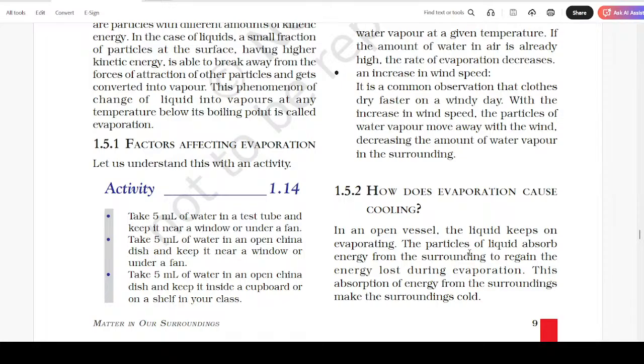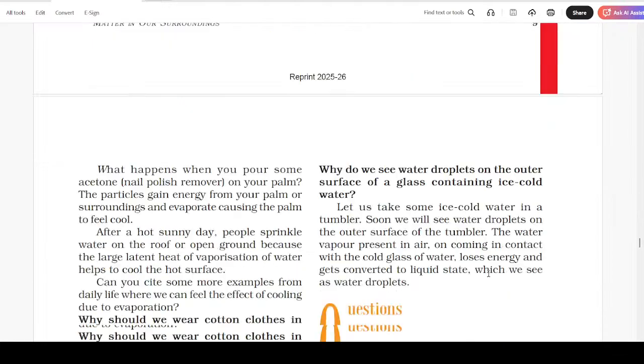How does evaporation cause cooling? In an open vessel, liquid keeps on evaporating. The particles of liquid absorb energy from the surroundings to regain the energy lost during evaporation. This absorption of energy from the surroundings makes the surroundings cold.